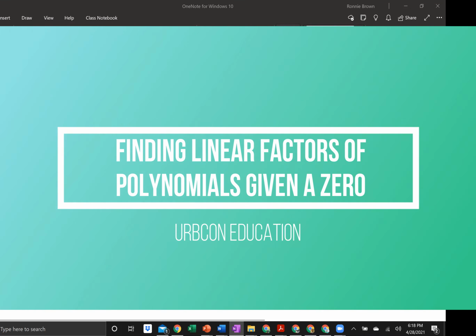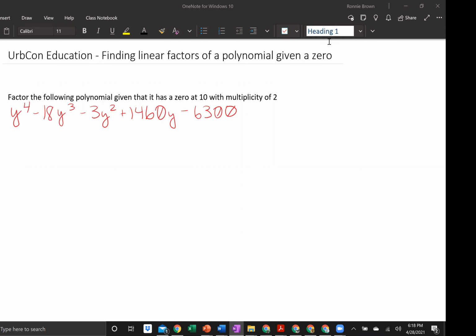All right, so let's work on an example of how we find linear factors of a polynomial when we're given a zero. So let's take a look at that. Our example is already set up for us. It says to factor the following polynomial given that it has a 0 at 10 with multiplicity of 2. So what does that mean?